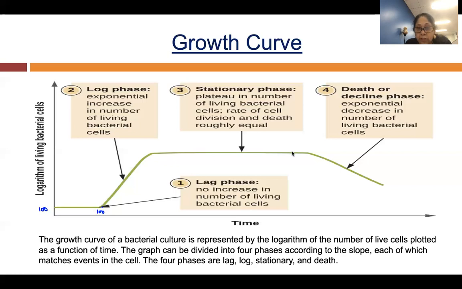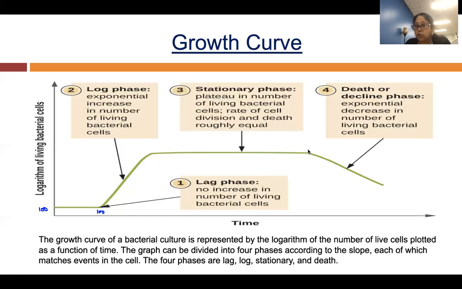At this moment, the rate of cell division and the rate of death are equal. The number of bacteria multiplying equals the number of deaths. That's why it's a steady state, and it is called the stationary phase.